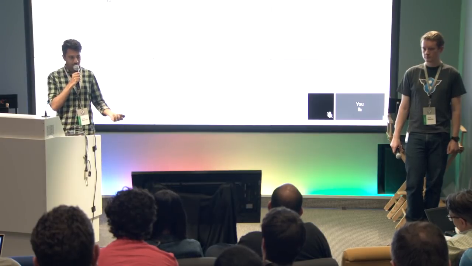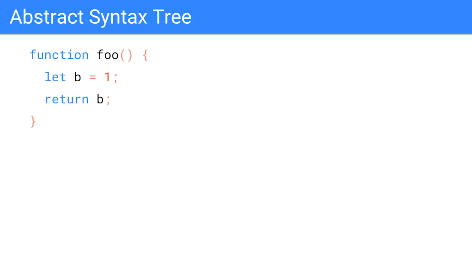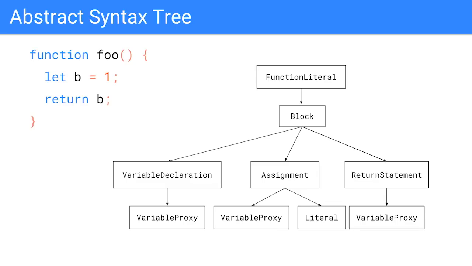So let's look at an example of what the parser does with source text. In this function, we have a variable declaration, assignment, and a return statement. And this is the abstract syntax tree. That's the output. First, we have a function literal AST node for the function itself. And then we have a block for the function body. And then we have a variable declaration AST node to denote that we're declaring a variable B. And then an assignment AST node to denote that we're assigning the literal value 1 to the variable B. And finally, we have a return statement.